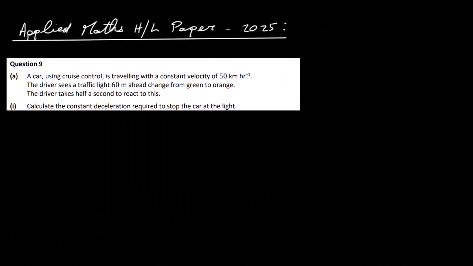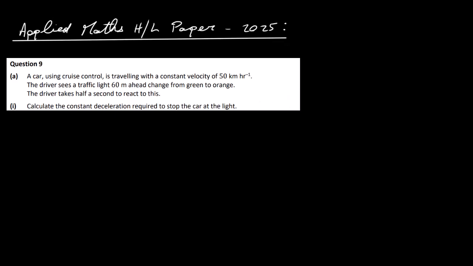Okay, so this is the Applied Maths Higher Level paper for 2025, question 9a. A car uses cruise control and is traveling with constant velocity 50 kilometers per hour. The driver sees a traffic light 60 meters ahead change from green to orange. The driver takes half a second to react to this. Calculate the constant deceleration required to stop the car at the light.